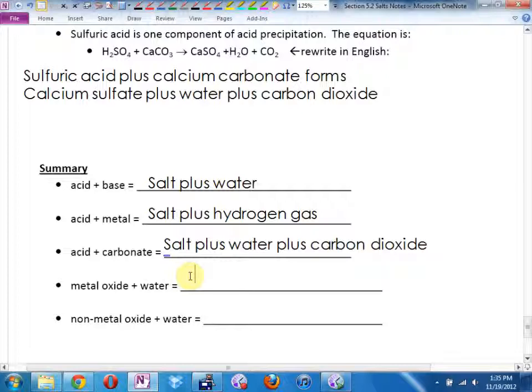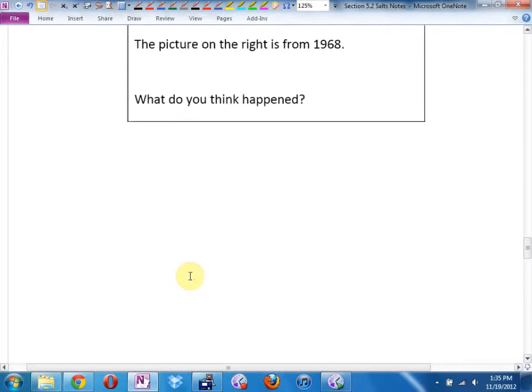And then we talked about oxides. We had metal oxides and non-metal oxides. First of all, what did it have to have in it for it to be an oxide? What did it end with? No, that's hydroxide. More simple than that. Oxide. Oh, yeah, okay.